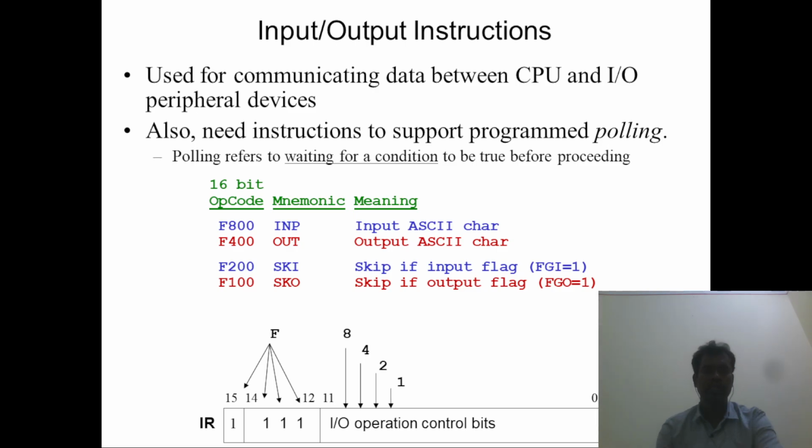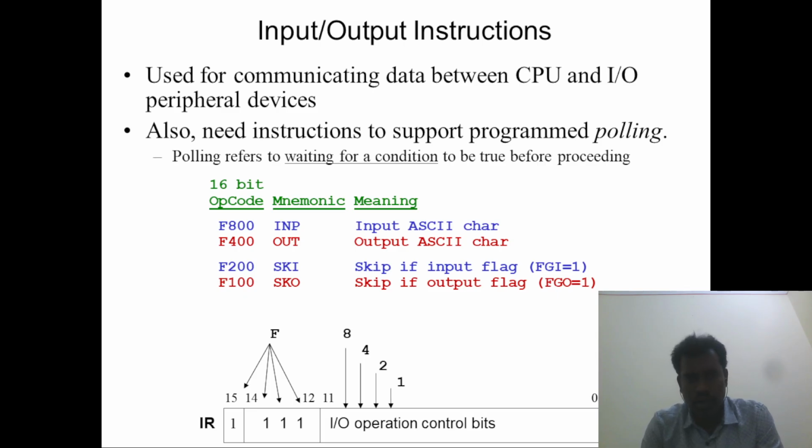Now, if you see the input output instructions, there are four instructions. First, INP means input instruction. This input instruction inputs the ASCII character from the keyboard to the processor. So to receive that ASCII character, it has to give the instruction as input instruction. Next, OUT instruction, output ASCII character. So the ASCII character has to be sent by the processor to the display device or some other output device.